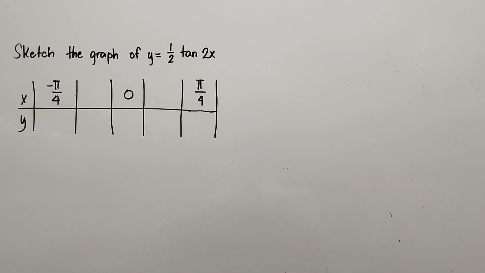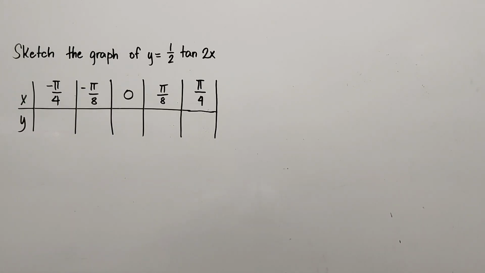After that, we will get the midpoint from negative pi over 4 until 0, as well as the midpoint of 0 until positive pi over 4. How to get the midpoint? Just add the 2 points and divide by 2. So the first one, negative pi over 4 plus 0 divided by 2, the answer is negative pi over 8. And for the positive side, that is positive pi over 8.